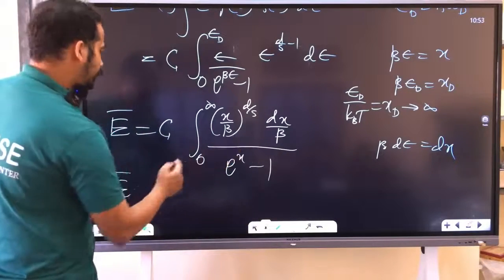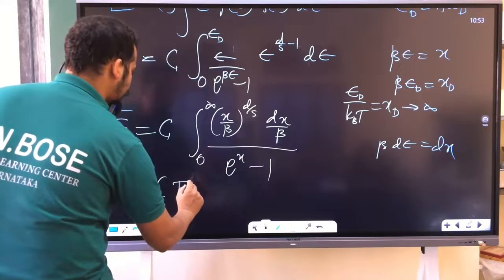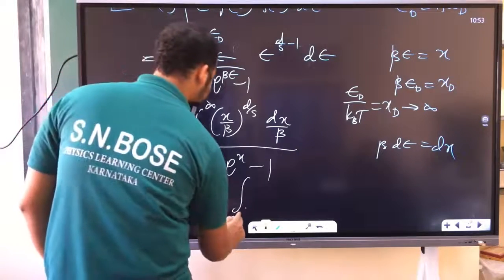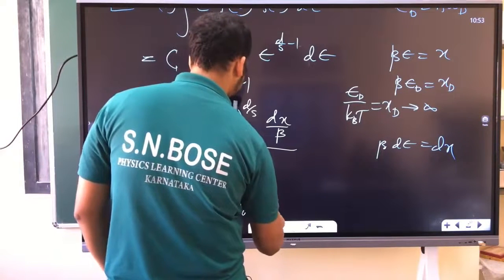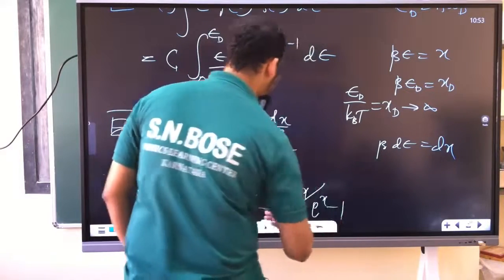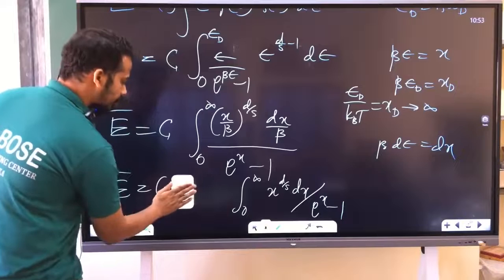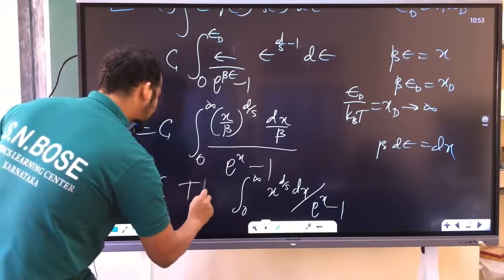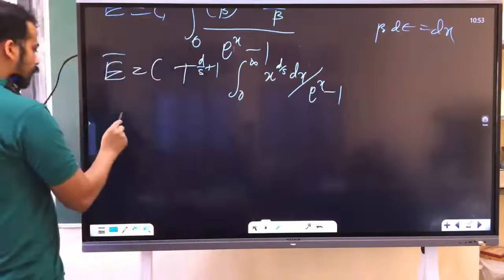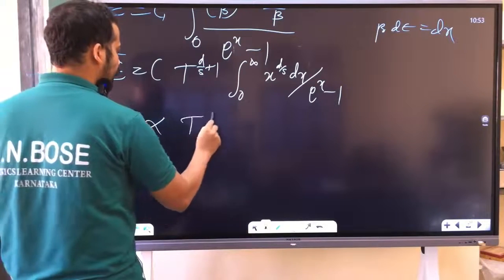Now if you take that beta outside, pick up a constant into T power d by s plus 1. The rest of the terms are 0 to infinity x power d by s dx whole divided by e power x minus 1. This is one Riemann zeta integral, that's one constant. Am I right? What you need is only the temperature term outside. Then specific heat is proportional to T power d by s.